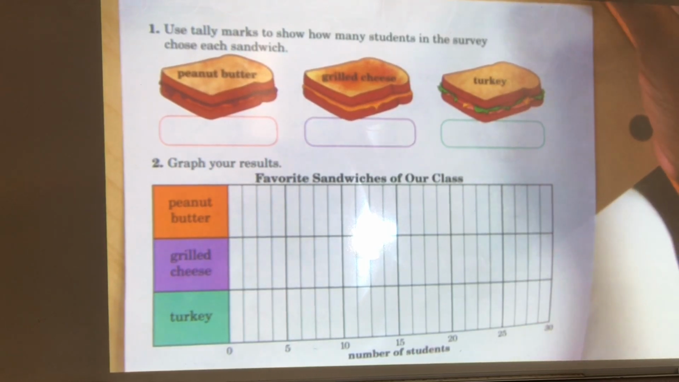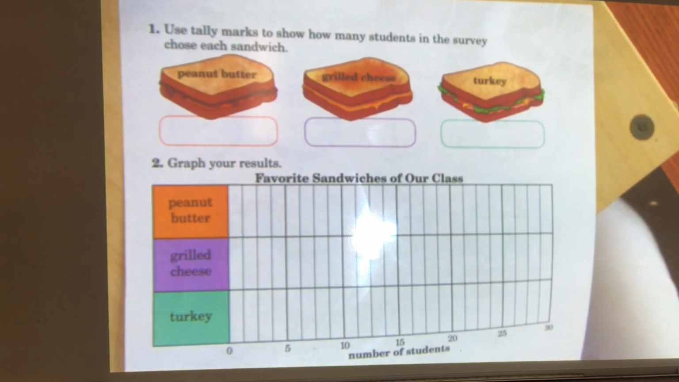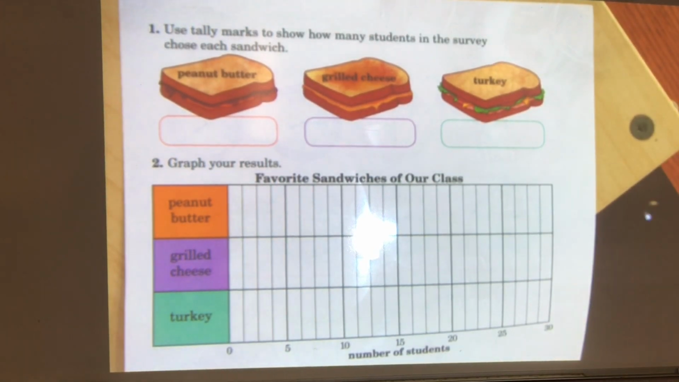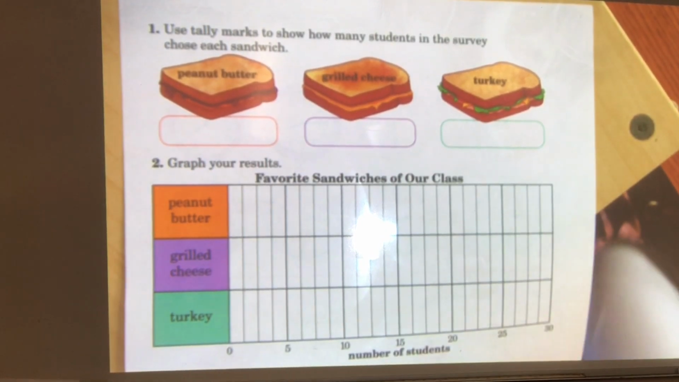Boys and girls, since you guys are not here, I can't use students in order for me to do this part. So I'm going to be coming up with numbers just for the lesson purposes. So before we begin, remember, a graph helps us organize information to better understand it. Then we can answer questions about the information.